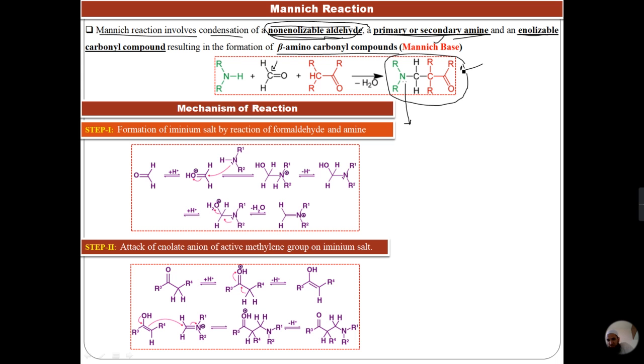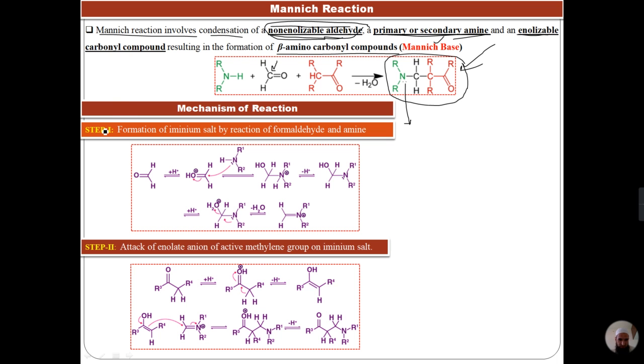So Mannich reaction is a three-component reaction, simply condensation of formaldehyde, number 1, a primary or secondary amine, number 2, and number 3, a carbonyl compound which possesses alpha hydrogen, or we should say an enolizable carbonyl compound, to form beta aminocarbonyl compounds or to form a Mannich base. So this was the definition. Let's go to the mechanism.